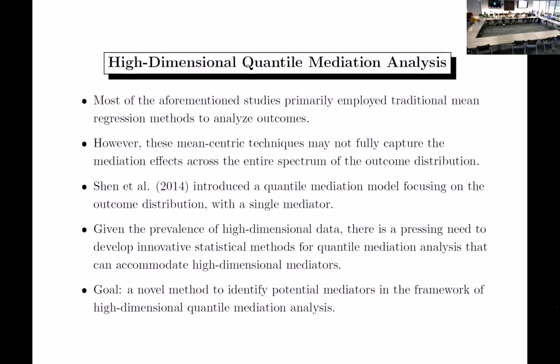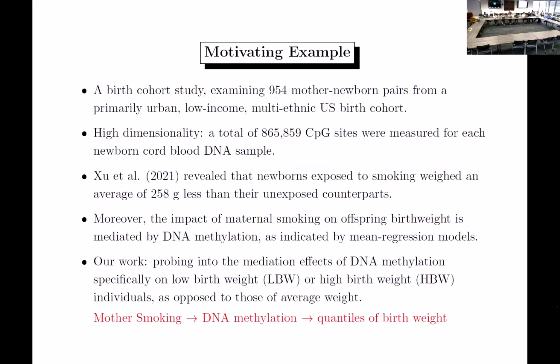Up to now, most of the existing works primarily consider the mean regression model. However, this mean-centric technique may not fully capture the mediation effect across the entire spectrum of the outcome distribution. There's one work by Shen et al. that introduced a quantile mediation model, focusing on the outcome distribution, but they only have a single mediator, not high-dimensional mediators. Given the prevalence of high-dimensional data, there's an urgent need to develop an innovative statistical method for quantile mediation analysis that can accommodate high-dimensional mediators. So our goal is to develop a new method to identify potential mediators in the framework of high-dimensional quantile mediation analysis.